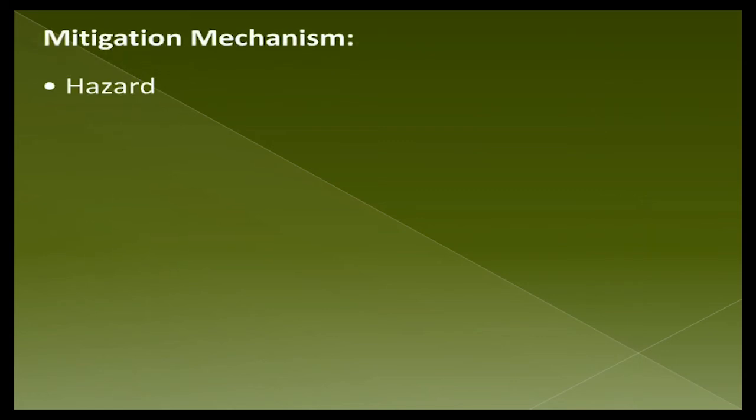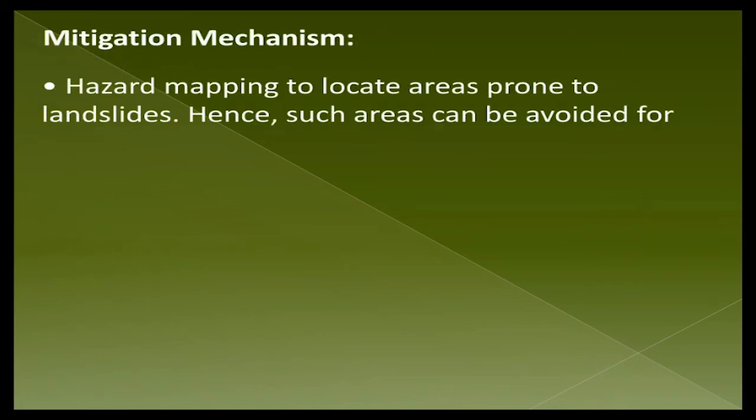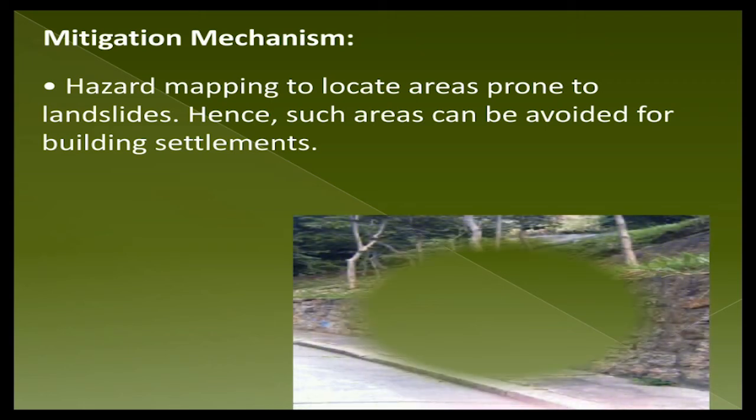Mitigation mechanism. This is the mechanism by which these things can be avoided. We can do hazard mapping. Hazard mapping is done to locate the areas prone to landslides. Hence, such areas can be avoided for building settlements, etc.